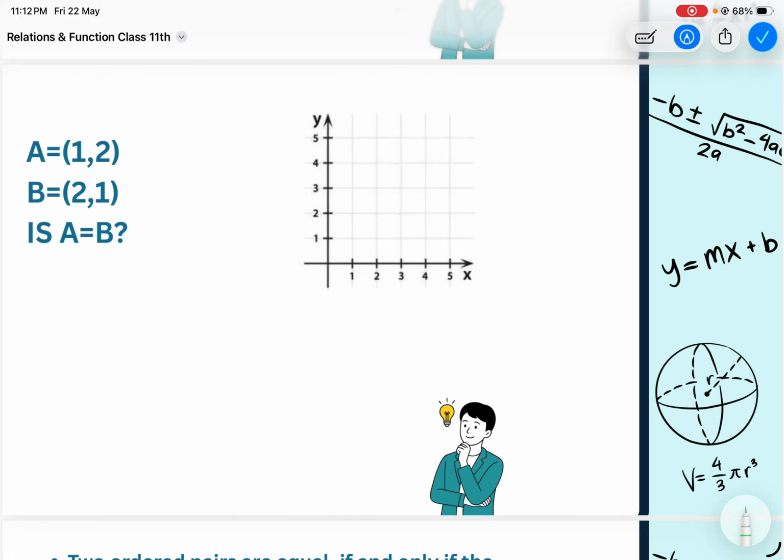So now another thing: we are given A equal to (1, 2), right? This is a pair of two numbers, and B equal to (2, 1). It's asking, is A equal to B? We have to find out.